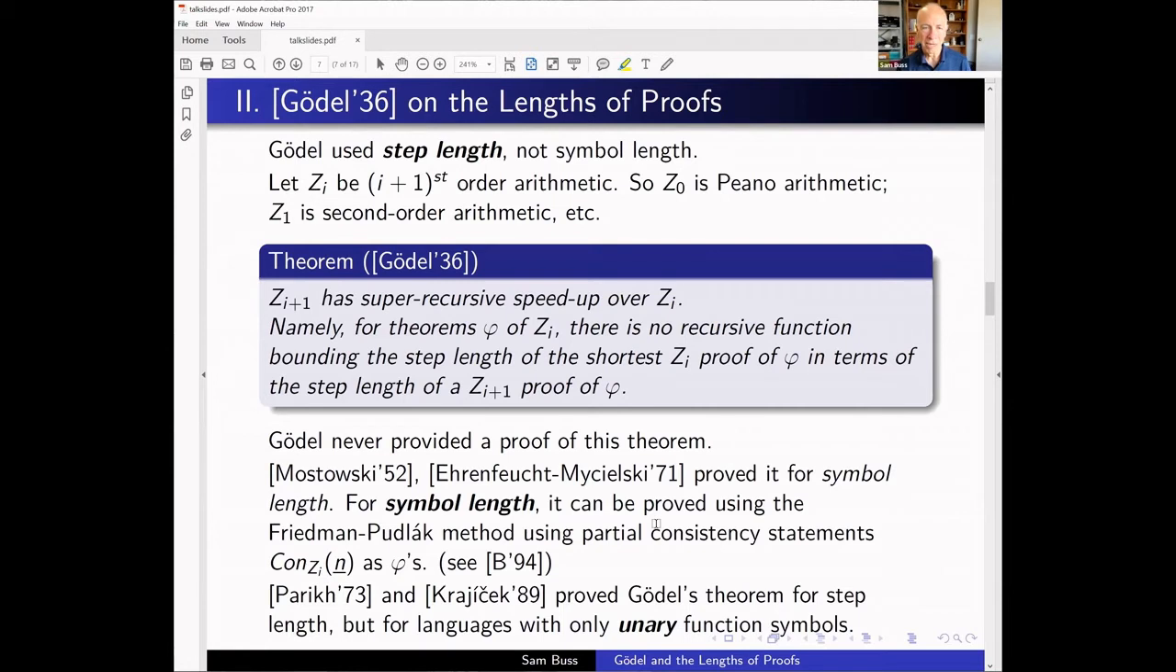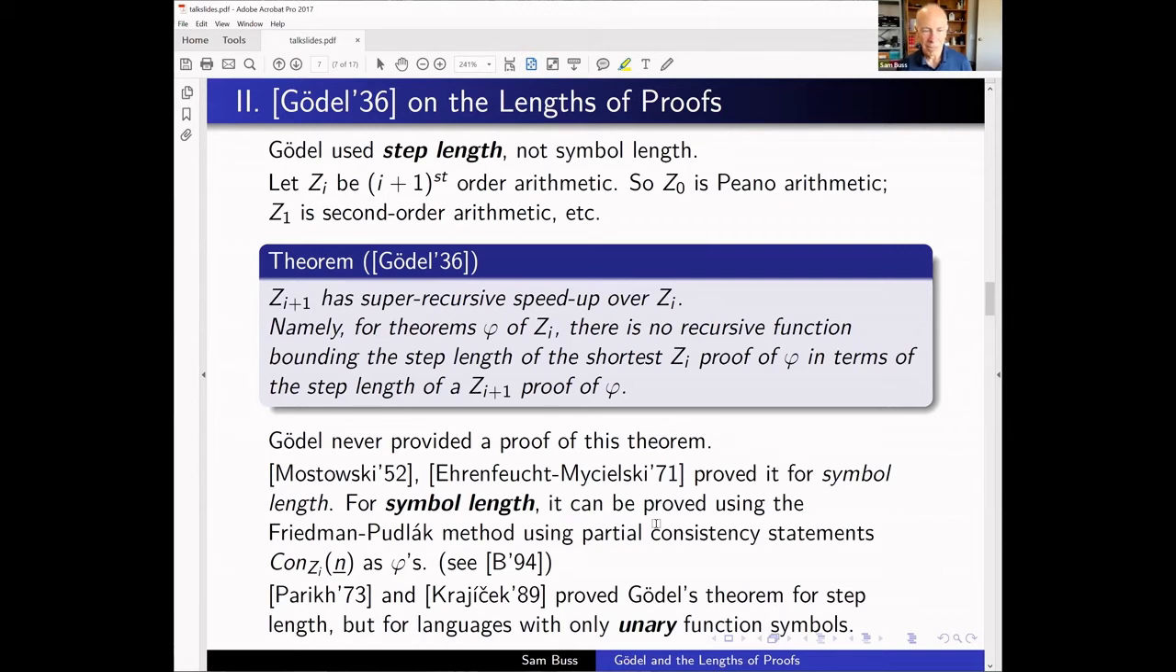And the way Gödel stated it, there's no recursive function bounding the increase in length when going from a proof in Z_{i+1} to a proof in Z_i. And actually, an even stronger result is obtainable. I'll show that in just a minute. Gödel never provided a proof of this theorem. The paper was literally, I think, 2 pages long.